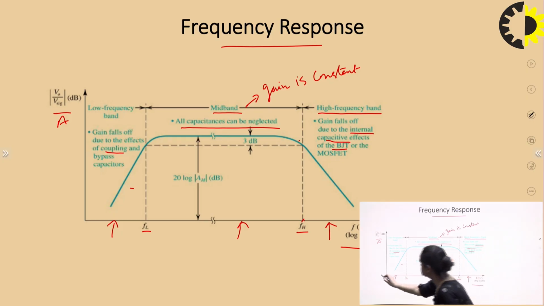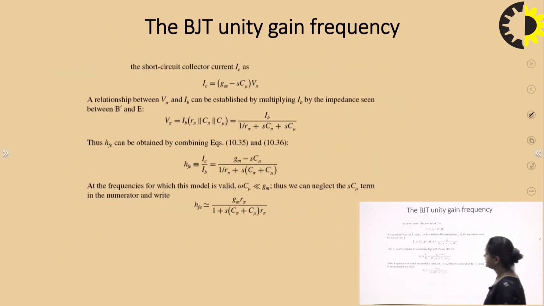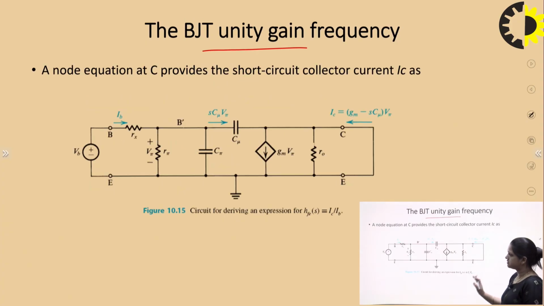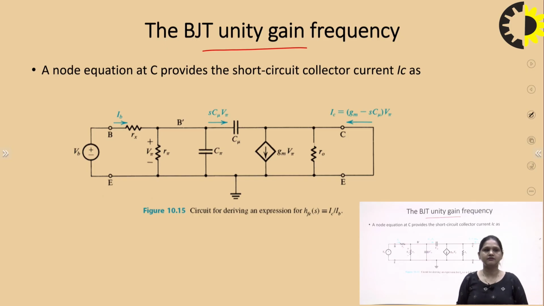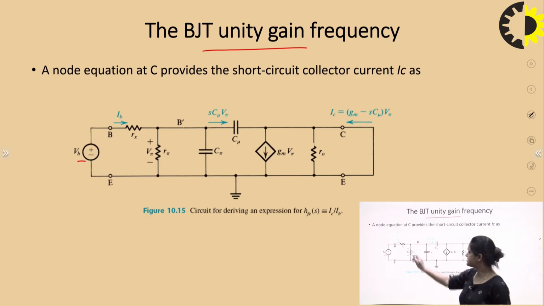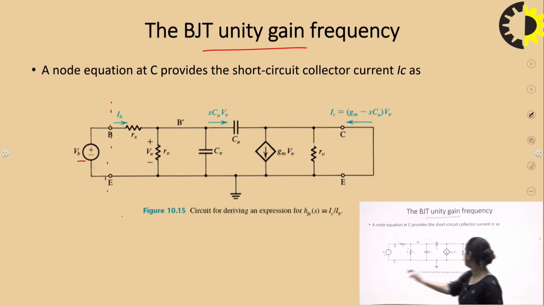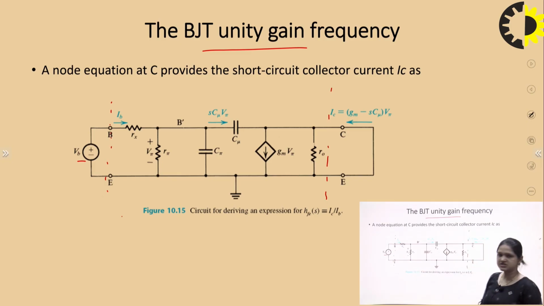So this is at 0 dB. 0 dB converted in the normal unit will become 1. So actually we are calculating the value at which the gain will become unity. To calculate this, we have redrawn the pi model to derive the unity gain frequency. We have applied a voltage VB at this node. This is the IB current, and from here you can see that this base to this RO is basically the pi model of BJT that we have seen in the previous slide.